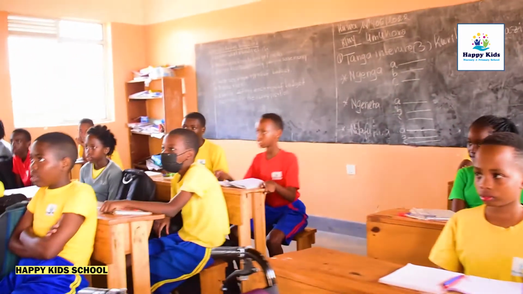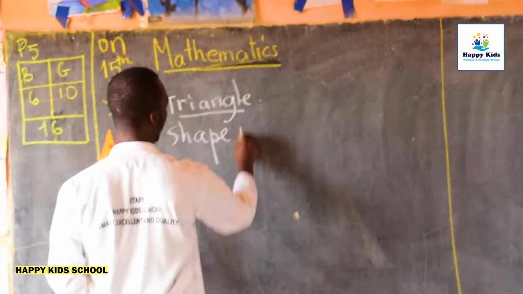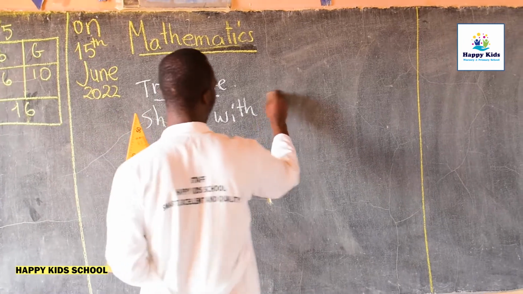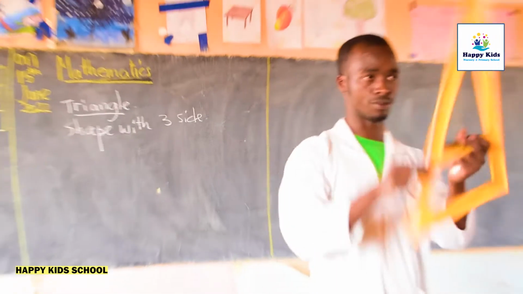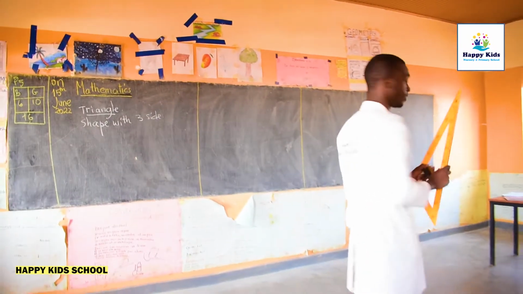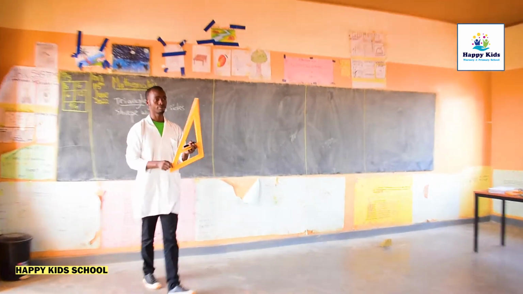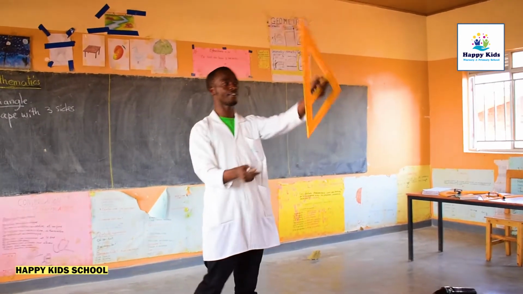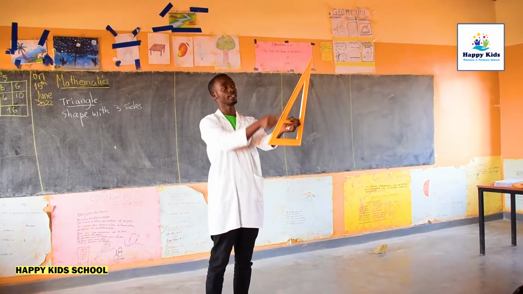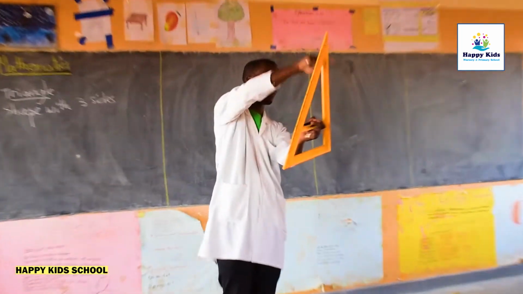It's a shape with three sides. What else do we find on a triangle? Is it only three sides that we find on a triangle? What else do we find on a triangle? Is it having three sides? Let us see. We have side number 1, side number 2, side number 3.